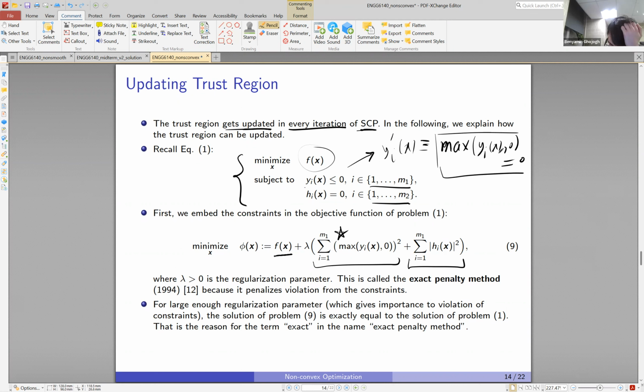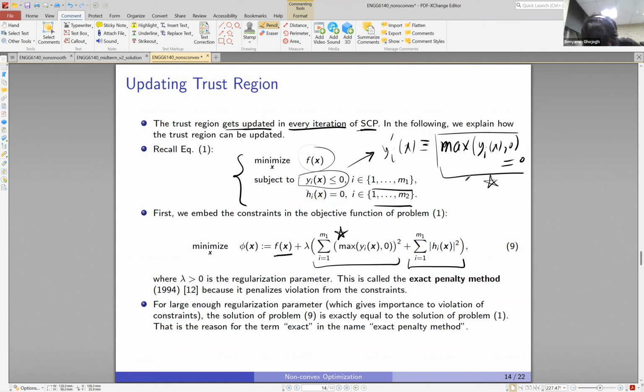Because if yi is less than 0, then it will be 0, satisfying this inequality. If it's greater than 0, which is not satisfying this inequality, then this will not be equal to 0. So it will not satisfy this equality constraint as well. That's why these two are equivalent.